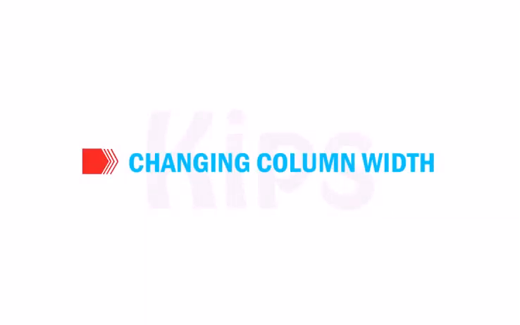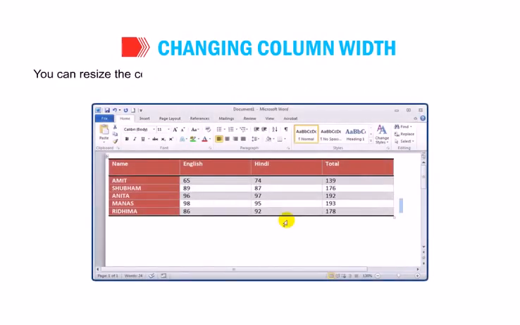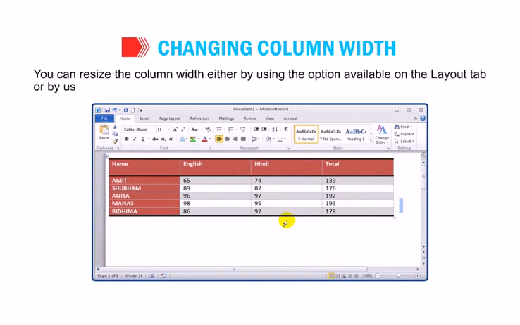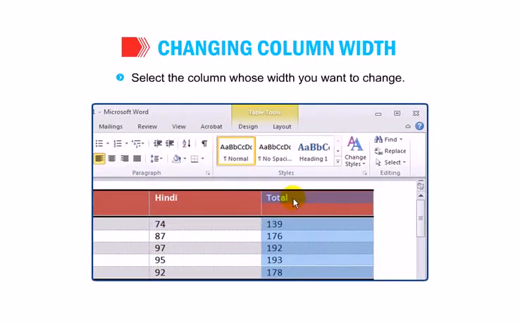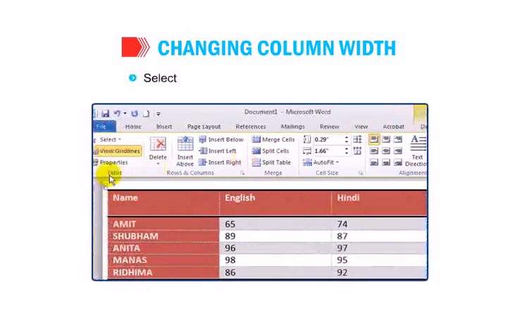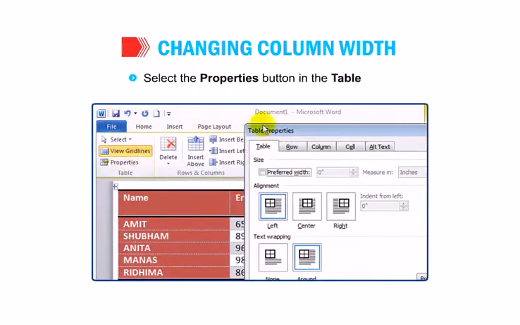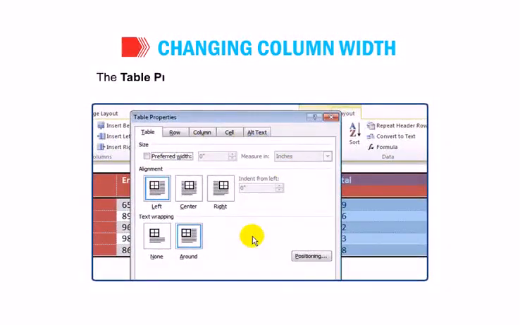Okay, now I will tell you how to change column width. You can resize the column width either by using the option available on the Layout tab or by using the mouse pointer. Select the column whose width you want to change. Click the Layout tab. Select the Properties button in the Table group. The Table Properties dialog box appears as shown in the figure.